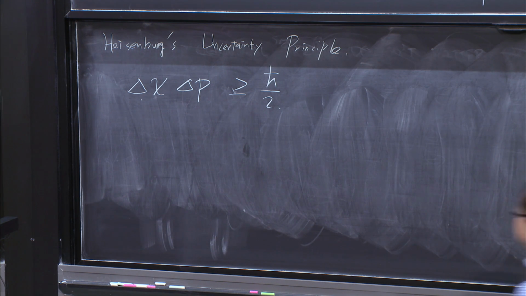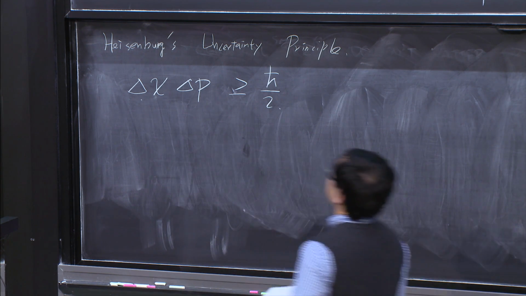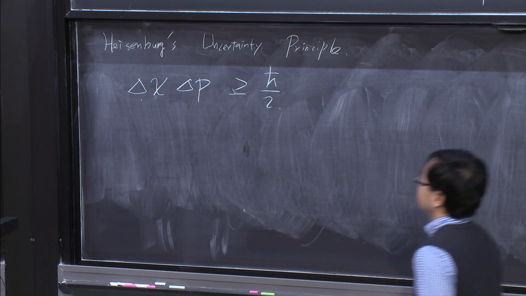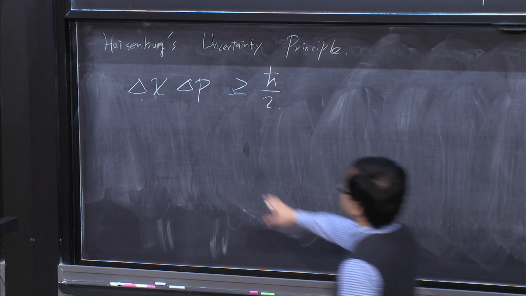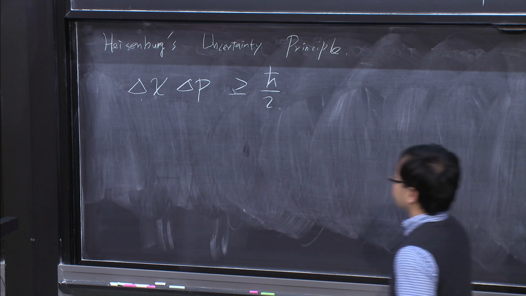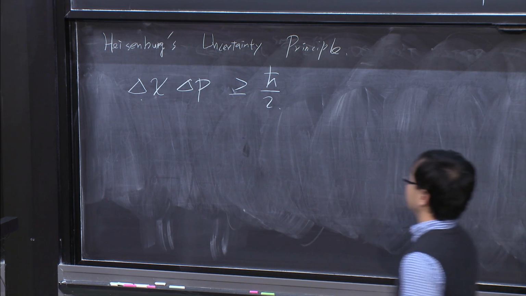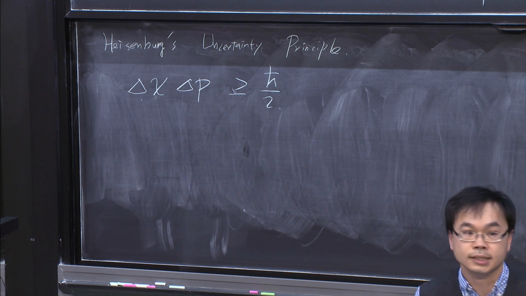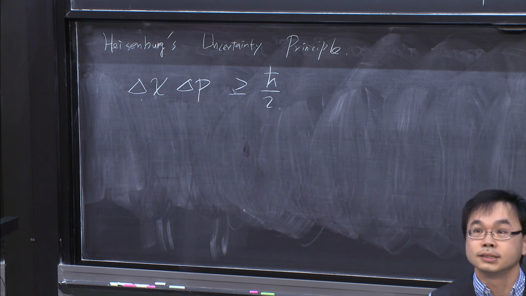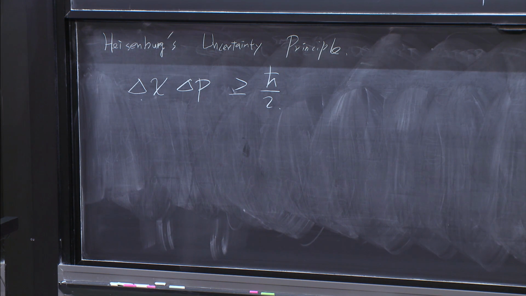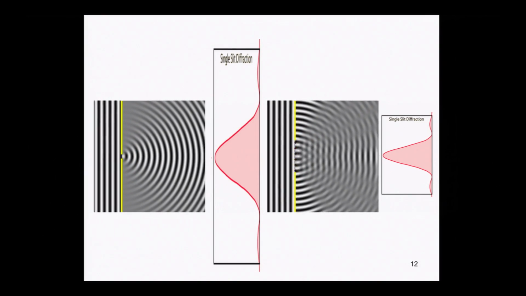What this uncertainty principle is telling us is that the standard deviation of the position times the standard deviation of the momentum is going to be greater than or equal to h bar over 2, some constant. And how do we understand this from the electron experiment? That is highly related to the single slit experiment with electrons.